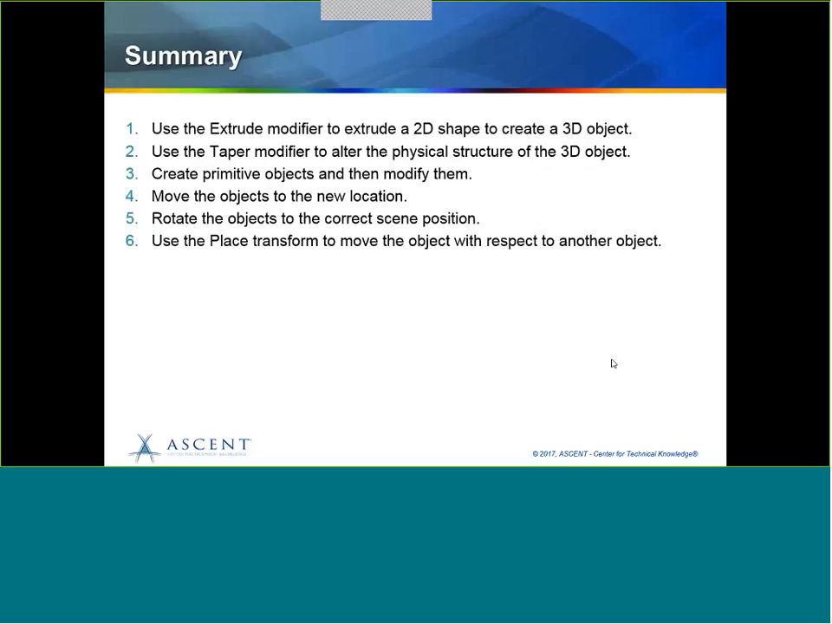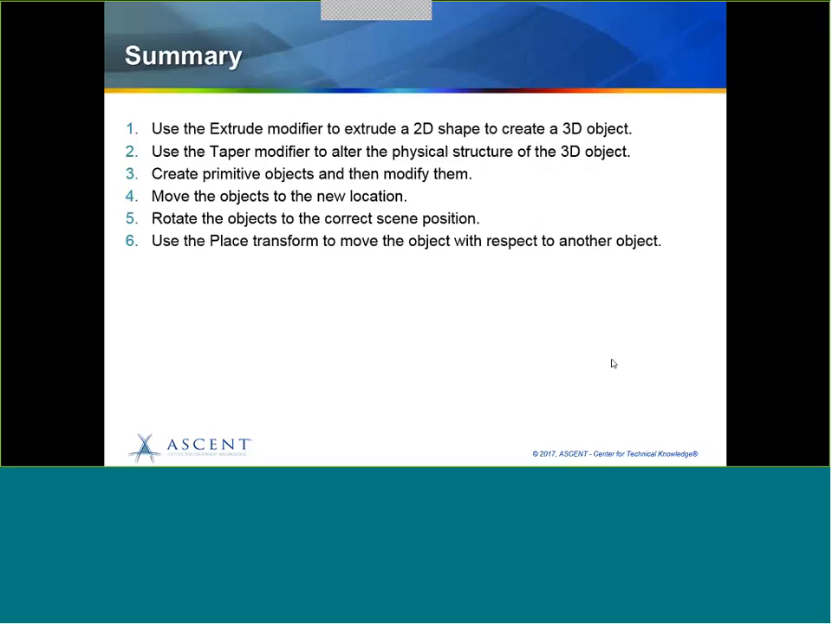Then we created primitive objects and then modified them. So we created different objects using the primitive objects for the globe, the housing, and also the nut and bolt. Then we moved the object to the new location. We moved both the globe as well as the housing to near the top of the post. And then we also rotated the objects to the correct scene position.